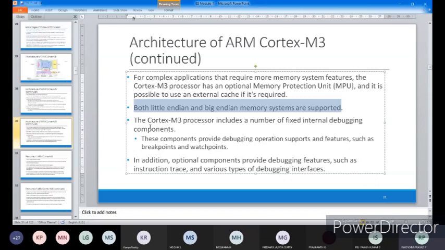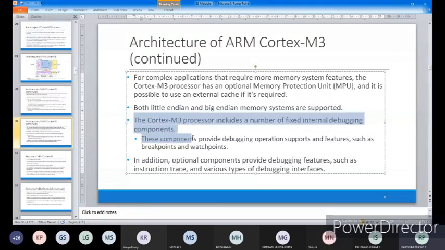Okay. The next part is what? The Cortex M3 processor includes a number of fixed internal debugging components. So debugging components, what is the usage? If any data is lost or corrupted, I want to have the reverse process to know where it has got stuck. I want to debug where the problem has occurred. So how to identify those things, that also is provided.